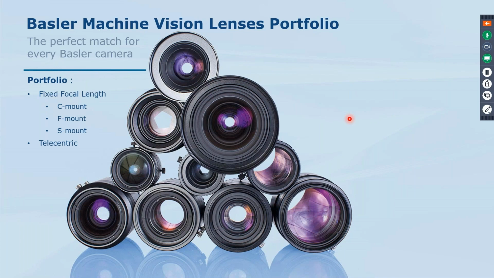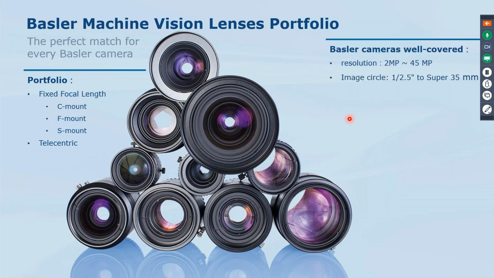Basler offers fixed focal length and telecentric lenses. For fixed focal length, we provide C-mount, F-mount, and S-mount. Our fixed focal length lenses well cover camera resolution from 2 megapixel to 45 megapixel, with image circle from 1/2.5 inch to super 35 mm size.